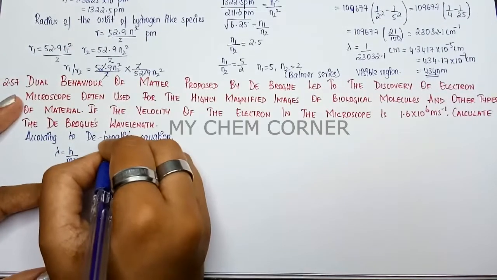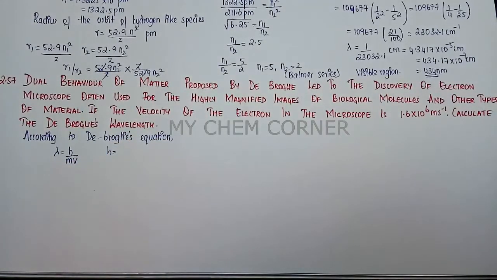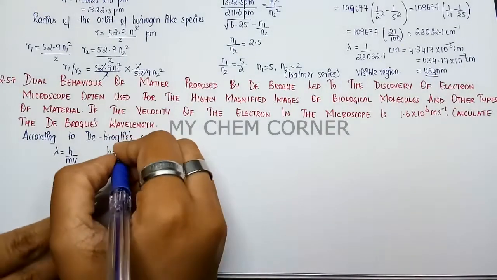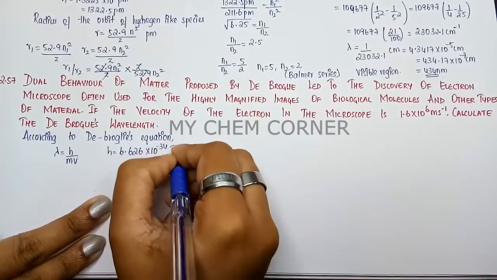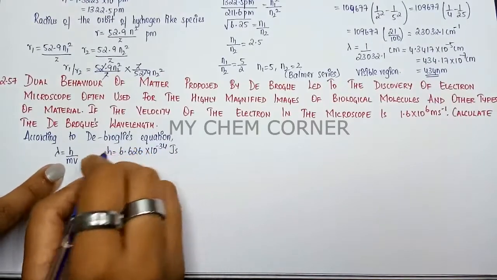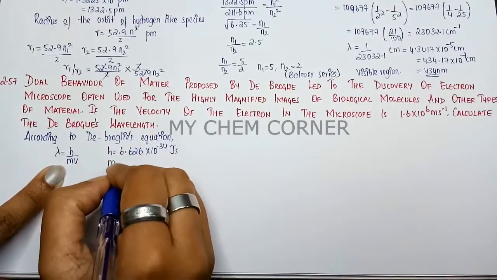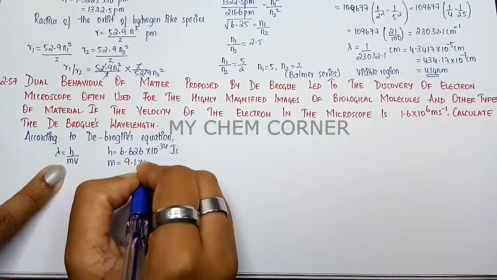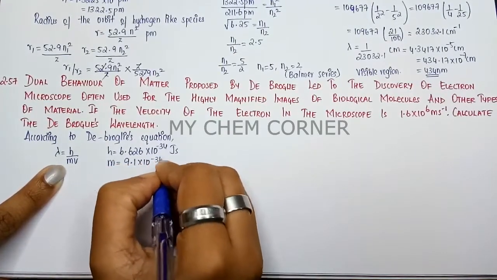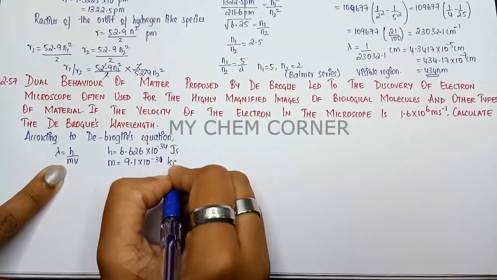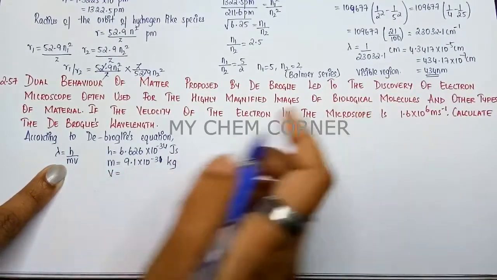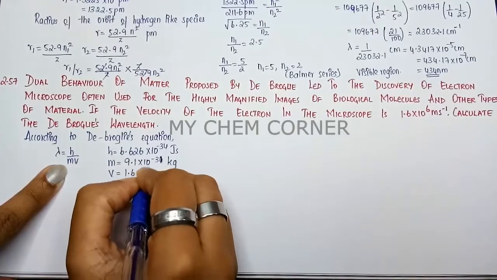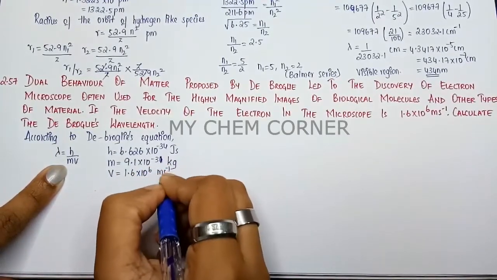Now we'll write what the values are. h is going to be 6.626 × 10^-34 joule second. m is, because you're talking with respect to an electron, going to be the mass of the electron, which is 9.11 × 10^-31 kg. Now v is the velocity that's mentioned to us in the question. So that is 1.6 × 10^6 meter per second.